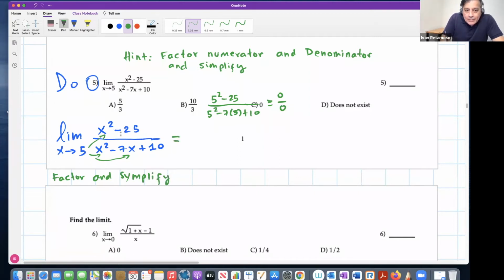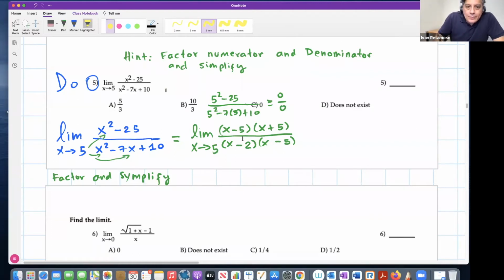If we factor this, following difference of squares, the numerator becomes x minus 5 times x plus 5. Now on the denominator, I have to figure out two numbers such that the product of the two numbers is 10 and the sum is -7. After some trial and error, you will figure out that those numbers are 5 and 2. But since I want the sum to be -7, both must be negative as well.